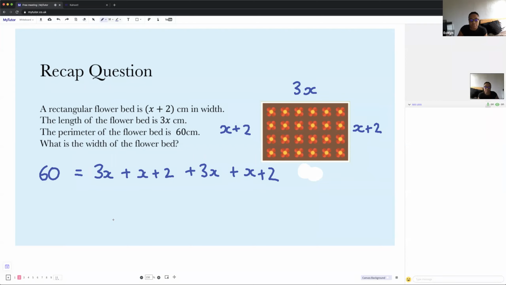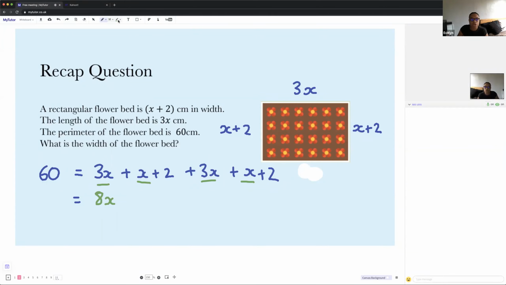Now we can simplify the expression on the right hand side, and then we're going to solve. So we've got 3x plus x, plus another 3x plus another x. So all these terms have an x in it. We can add all of those together. 3 plus 1 plus 3 plus 1 gives us 8. So we've got 8x. And then we've got the numbers.